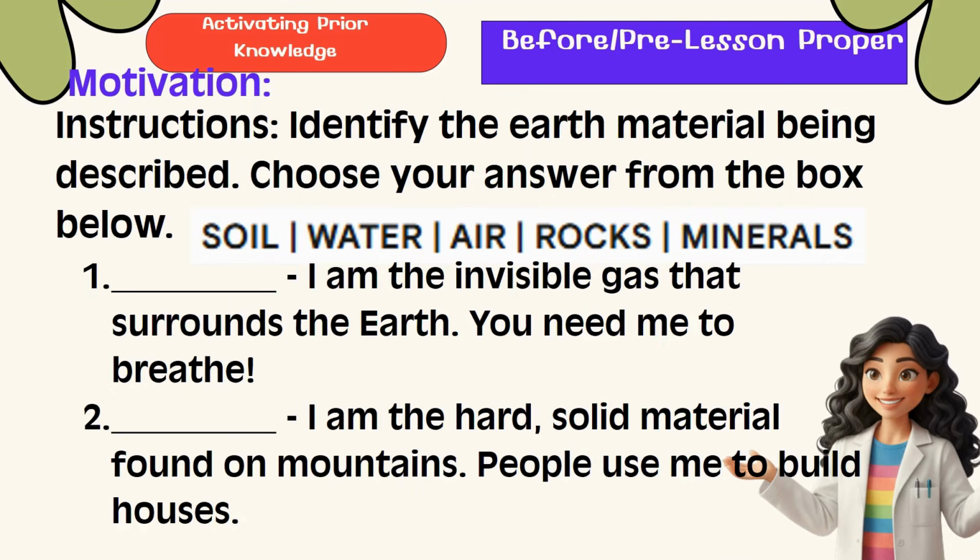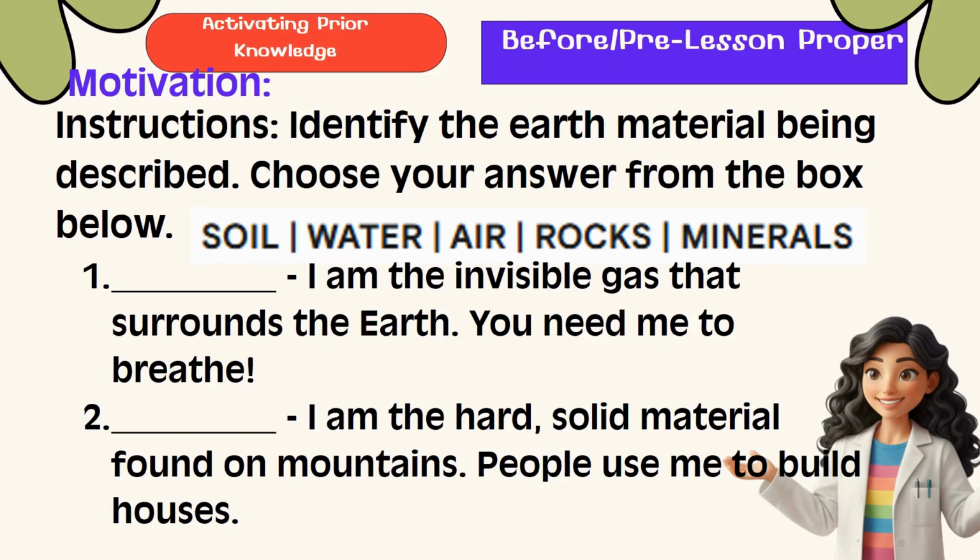For our motivation, direction: identify the earth materials being described. Choose your answer from the box below. We have soil, water, air, rocks, and minerals. Number 1. I am the invisible gas that surrounds the earth. You need me to breathe.